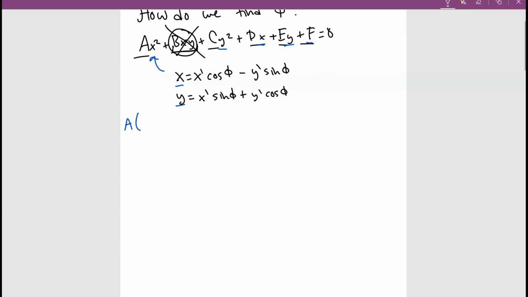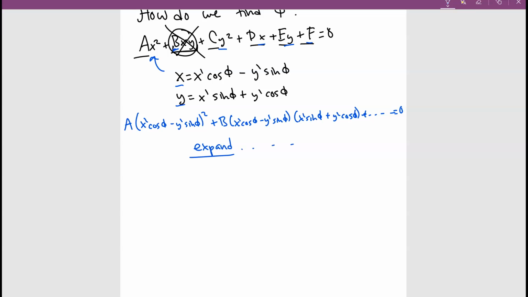So we know what x is: x prime cosine phi minus y prime sine phi, squared, plus b, because the b term is still there, it's still not gone, x times y. So that's x prime cosine phi minus y prime sine phi times x prime sine phi plus y prime cosine phi, plus all this other junk, equals 0. We are going to do a lot of FOILing. It's going to be really, really crazy. Now we really want to solve this, so we're going to expand, solve, do a lot of things.